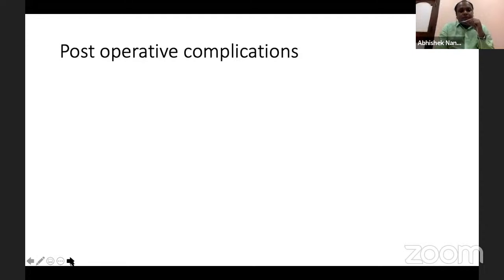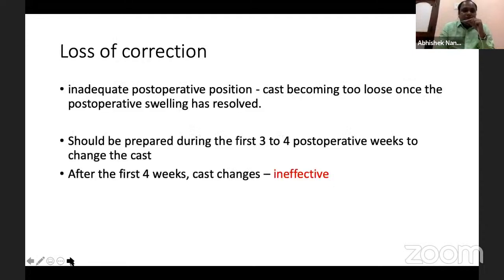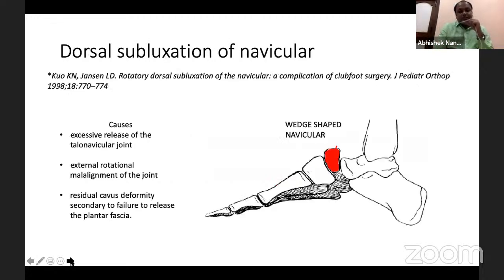So what are the post-operative complications for PMSTR? First is the loss of correction, which is the inadequate post-operative position. Generally, when we cast, there will be a lot of swelling. Within the first 3 or 4 post-operative weeks, the swelling will come down, the cast will become loose and there will be a relapse. So it is very important to repeatedly see the patient for at least 3 weeks, because if you have to change the cast, it is effective only in the first 4 weeks. After 4 weeks, it is ineffective.